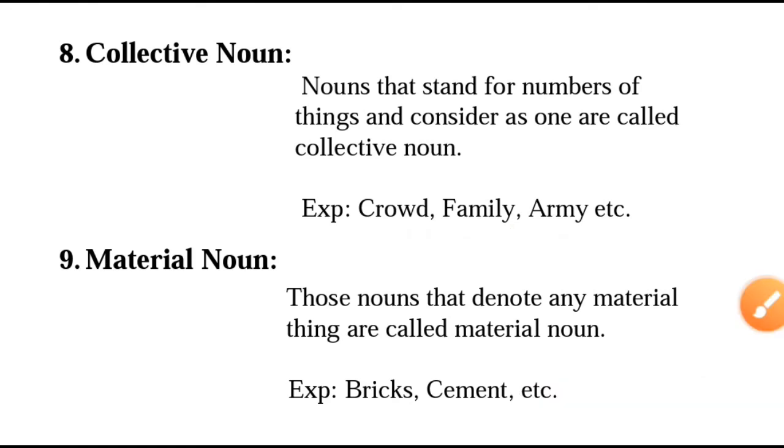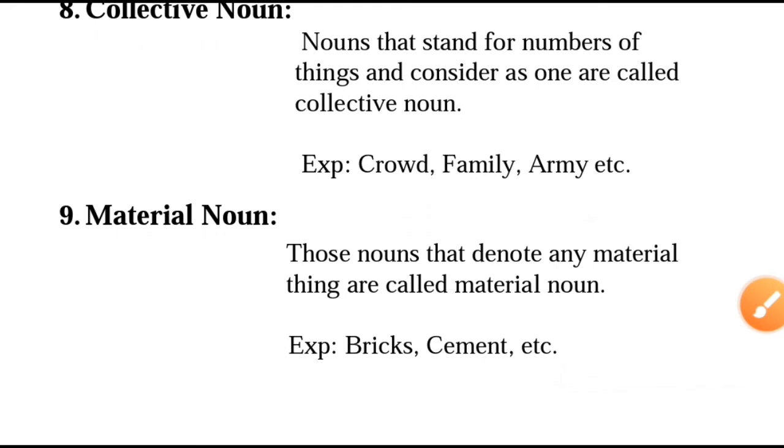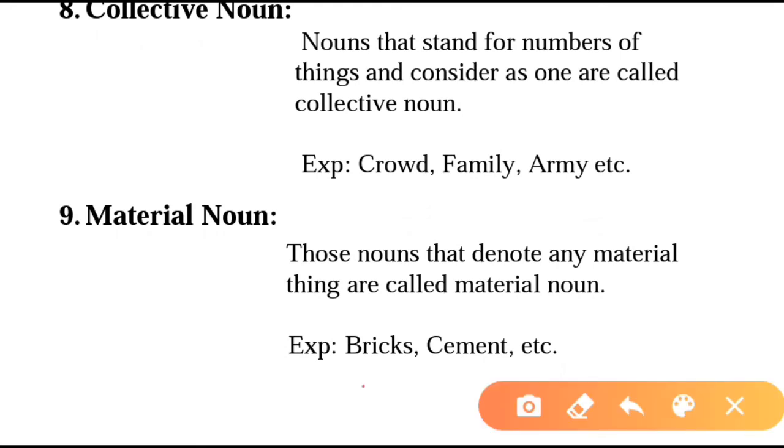So the last one is material noun. As the word suggests, nouns that denote any material thing are called material nouns. Those things that you use as material, you can see the examples: bricks, cement. These are the things you use as material for building a house. So these are the materials. Those nouns that denote material are what we call material nouns.